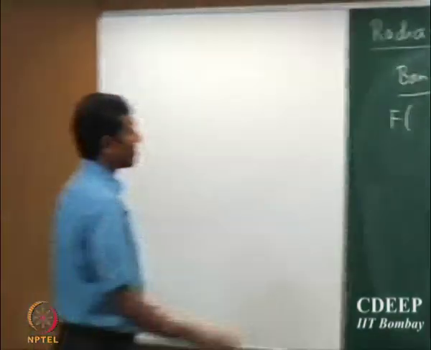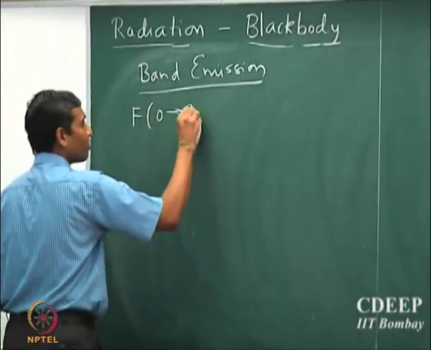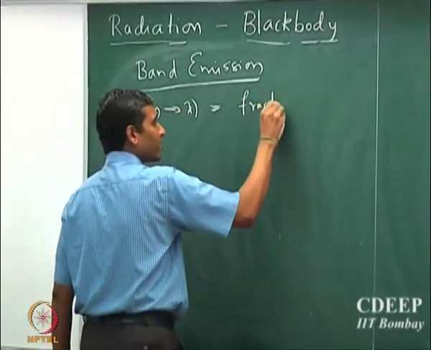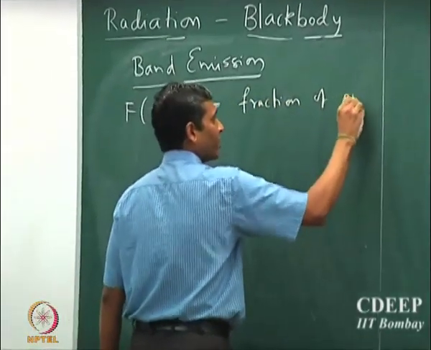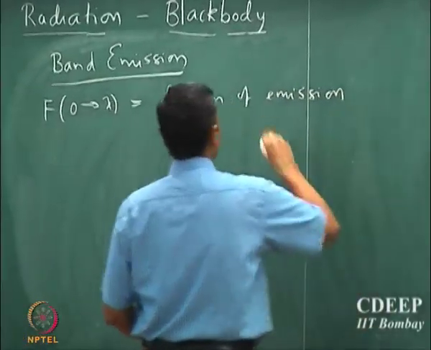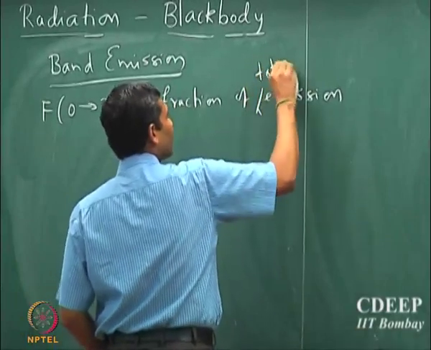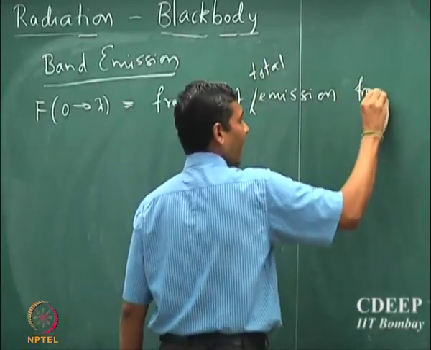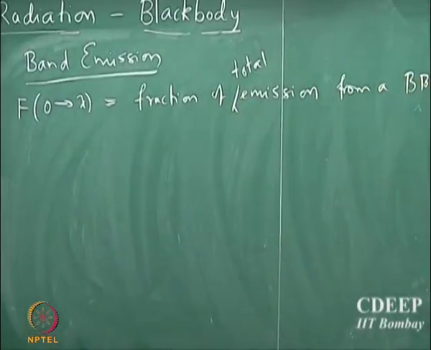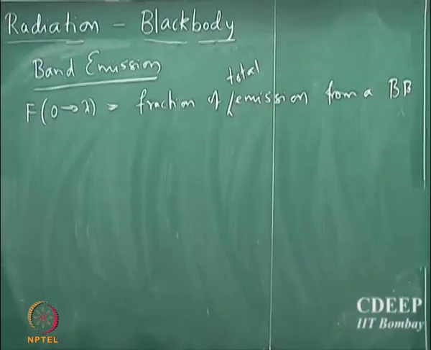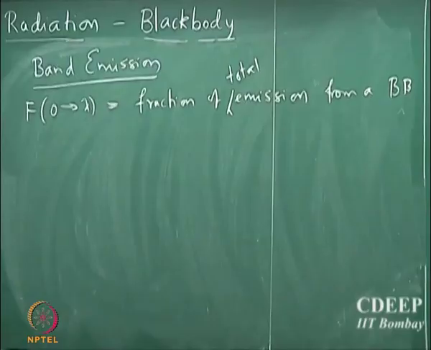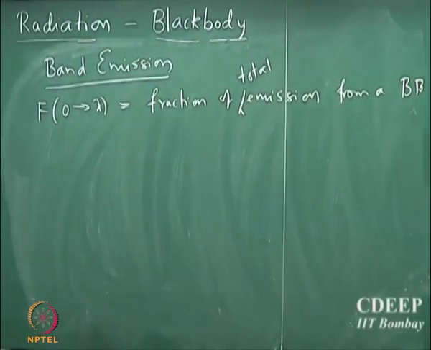of emission. So, supposing F 0 to lambda is basically the fraction of total emission from a black body. So, the total emission from black body is nothing but the integral over all wavelengths, and F 0 to lambda will tell you what is the fraction of the total that is emitted in that range.